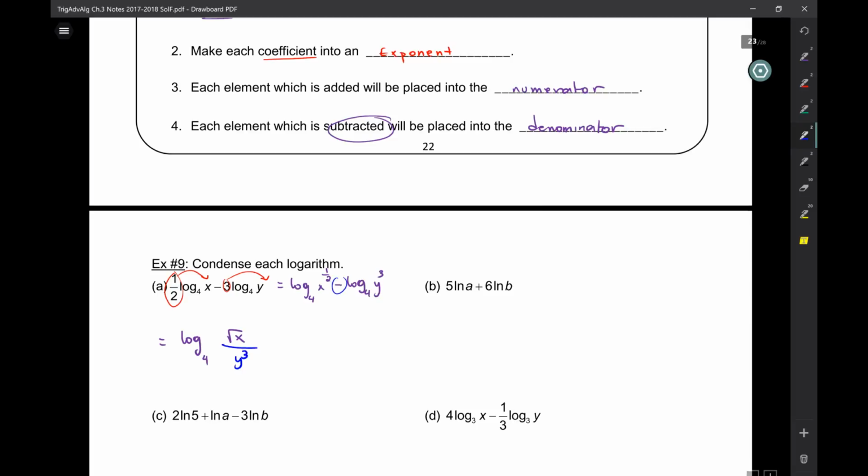Okay? So everything that has a plus stays on top. Everything that has a minus goes on the bottom. Okay? So all the minuses live downstairs. All the pluses live upstairs.